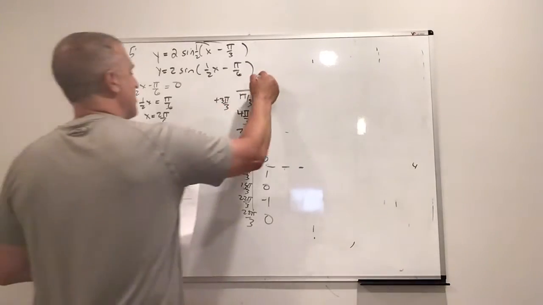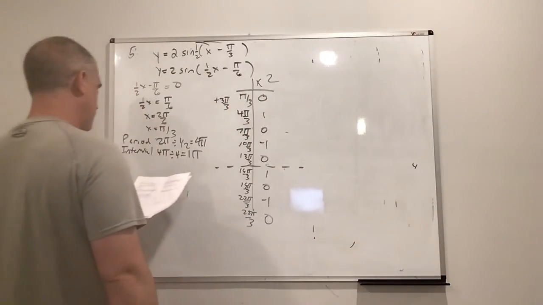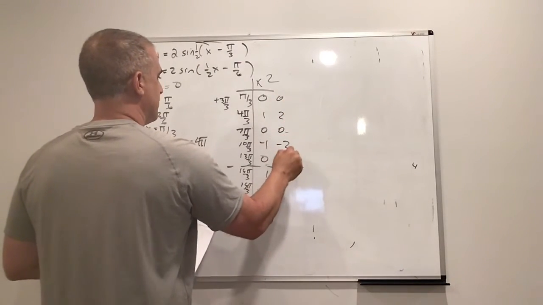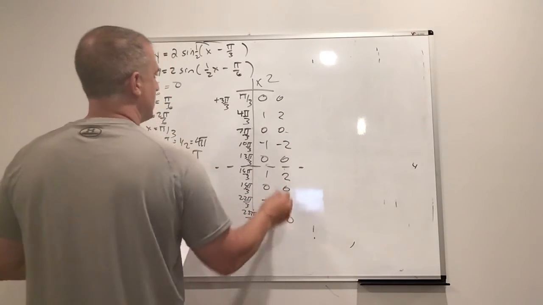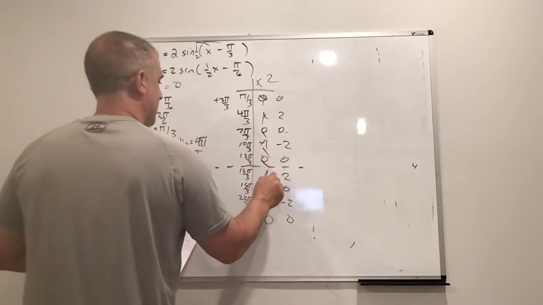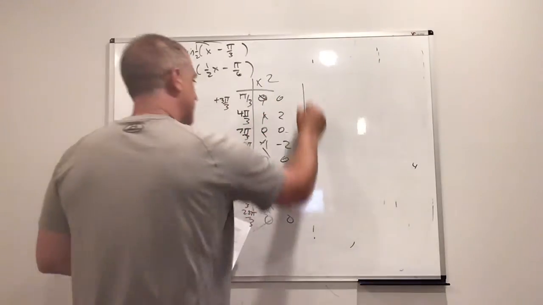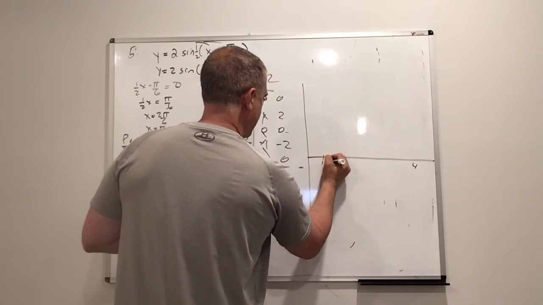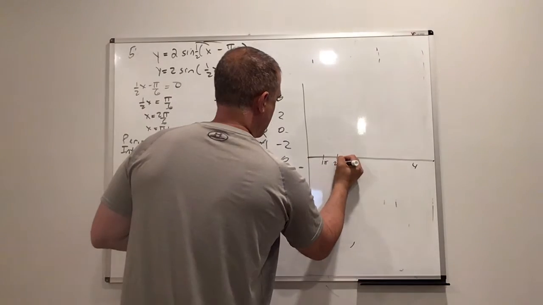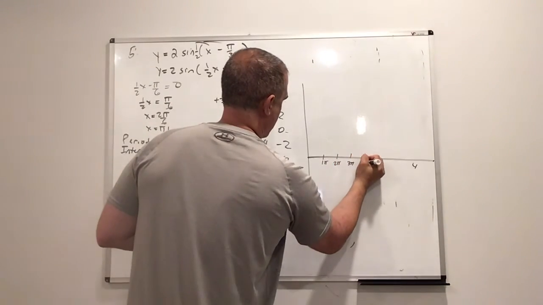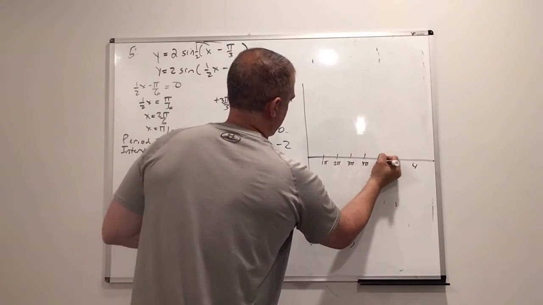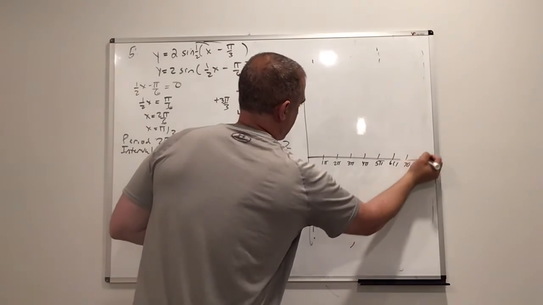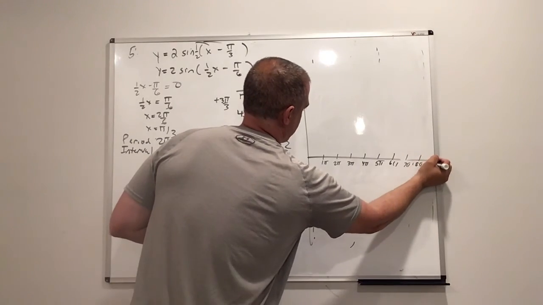Now for my values, I'm just going to multiply that by 2. Okay, so that's going to give me 0, 2, 0, negative 2, 0, 2, 0, negative 2, 0. I don't use those anymore. All right, since it's so big, I'm just going to go in increments of pi. So I got 1 pi, 2, 3, 4, 5, 6, 7, 8, and then the last one we'll put 9 pi all the way out there.